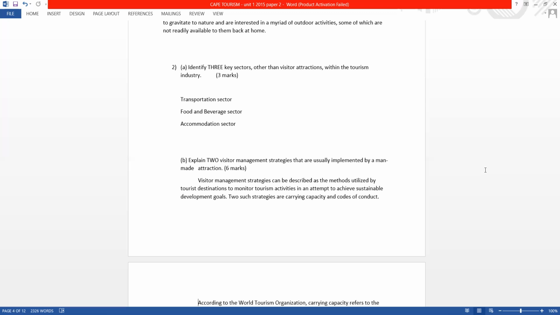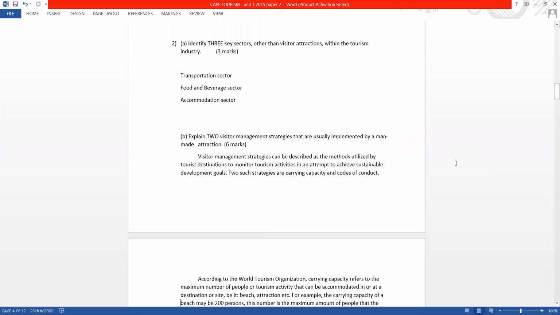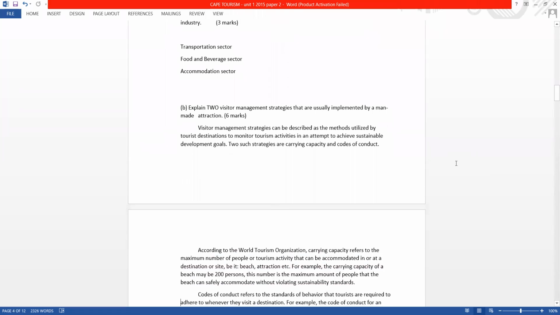Part B says, explain 2 visitor management strategies that are usually implemented by a man-made attraction. So what do we do first? We define visitor management strategies. It says here, visitor management strategies can be described as the methods utilized by tourist destinations to monitor tourism activities in an attempt to achieve sustainable development goals. 2 such strategies are carrying capacity and codes of conduct.